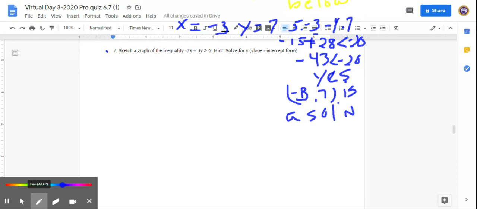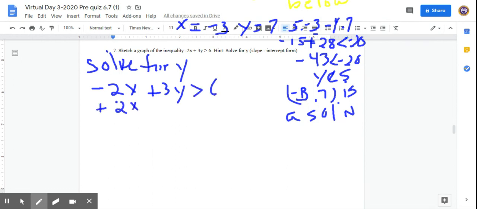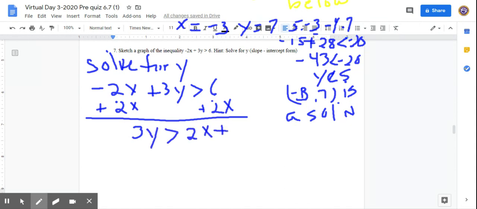Okay? All right. So the last one on the pre-quiz is sketch a graph of the inequality -2x plus 3y is greater than 6. So what do you have to do? The first thing you have to do is solve for y. So that means we're going to add 2x to both sides of the inequality. So what does that leave us with? 3y is greater than 2x plus 6.